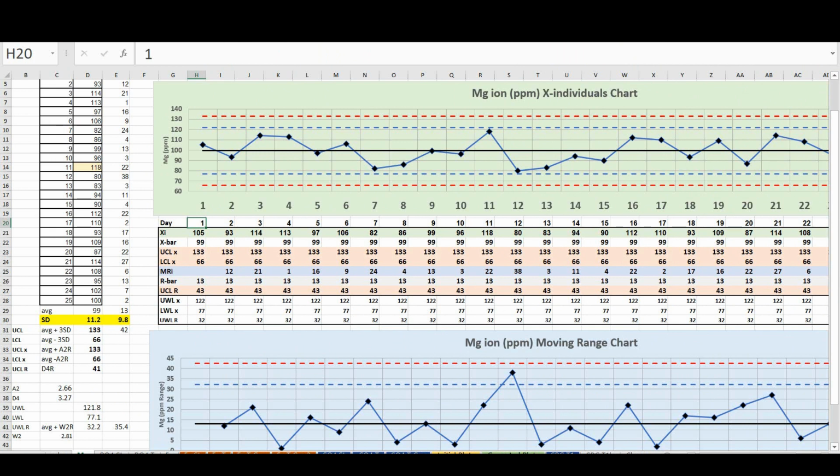Take a look at an Excel spreadsheet where I've created the X individuals chart and the R chart for the data we're looking at. So here we see in row 20 the days 1 through 25. These are the individual values, the magnesium concentration each day, that's plotted on the X individuals chart. X bar, if you can see in the formula bar, is the average of all your individual values in row 21. So it's row 21.